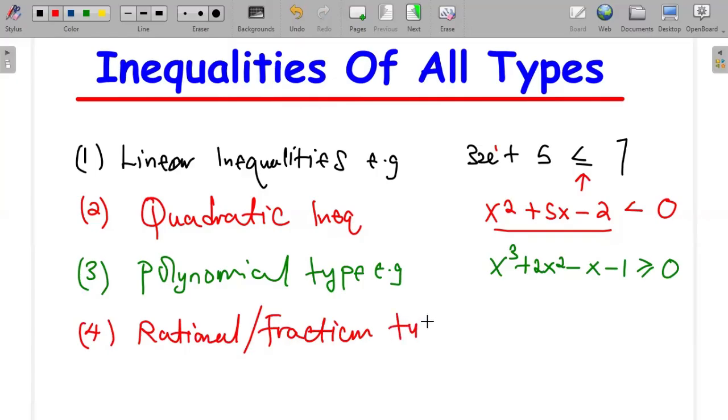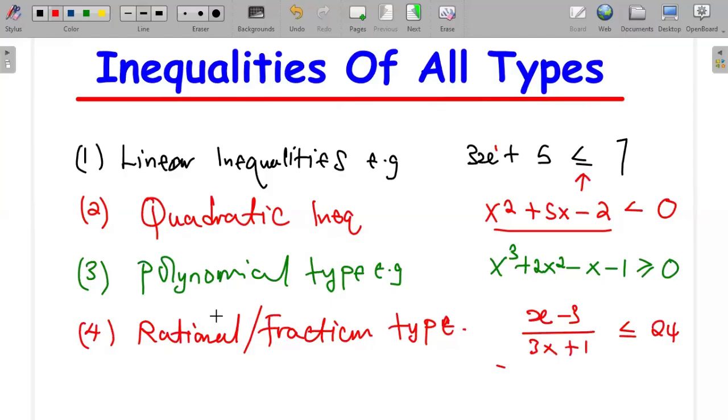Okay, so just say the rational or the fraction type. This simply means an inequality with a fraction. For example, I can have (x minus 3) divided by (3x plus 1), and this will be less than or equal to 24. So that is a rational or fractional type of inequality. It is in the form of a fraction like that, as you can clearly see.